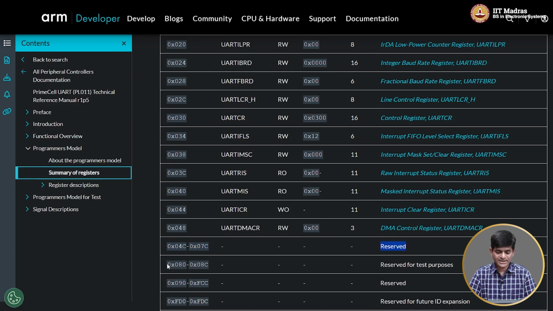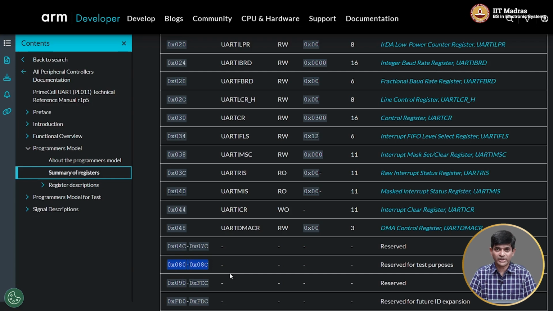And then you will see that there is another set of addresses 80 to 8C, which is reserved for test purposes. Now, what this says is you might actually see some kind of behavior if you write to it or you read from it, and you cannot guarantee what is happening, because this is meant only for the manufacturers, the people who coded this system, to debug what is happening inside the UART peripheral, and they are not planning to make that information public. They want to keep it for their own debugging.